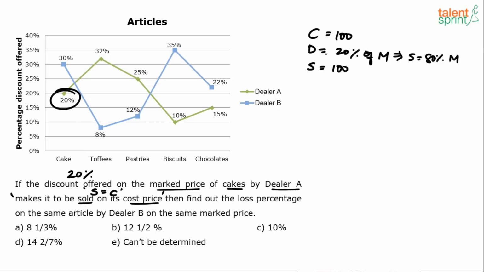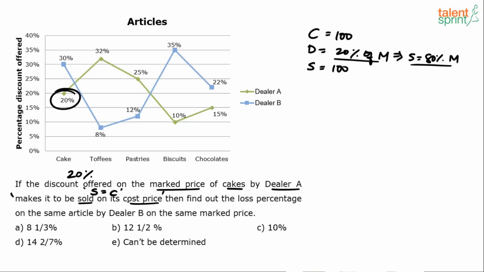Yes or no? This is a concept that we have discussed in profit and loss. I am not going to stress on that, right? All of you should know that concept, that if the discount is 20%, selling price is 80%. Both discount and selling price are calculated on marked price. So 20% discount on marked price implies selling price is 80% of marked price.